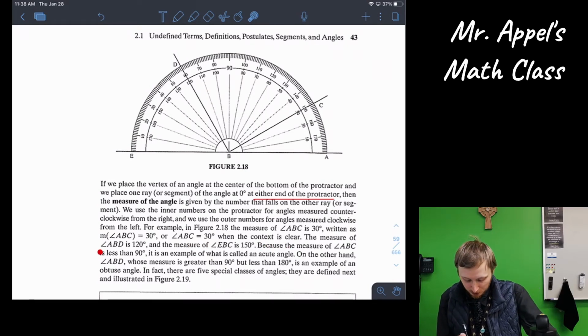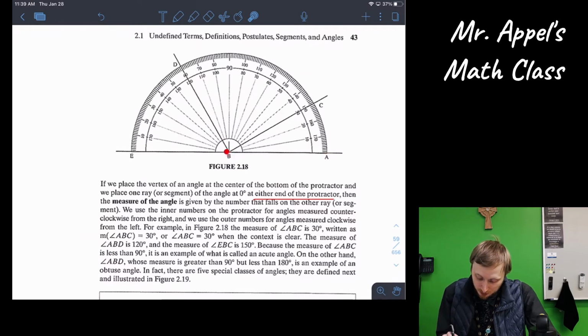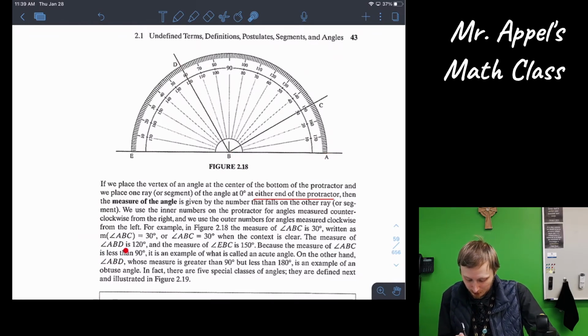The measure of angle ABD, ABD now up here, is 120 degrees. Do not be confused by this 60. We're starting at A, so we still have to start with the 0 on A and use the inside track. And the measure of angle EBC is 150. So E now on the other side, EBC, using the outside track.